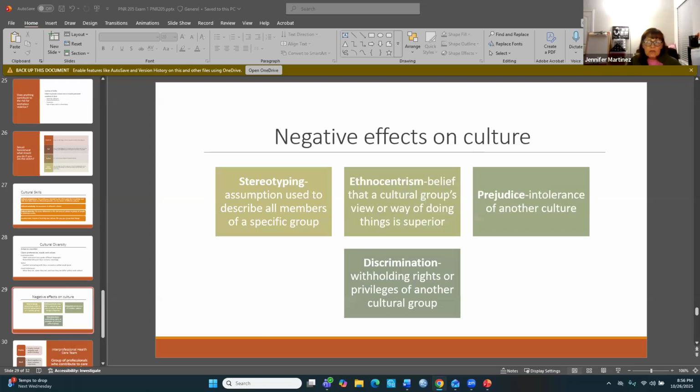Our negative effects on culture, your stereotyping. Stereotyping is the assumption used to describe all members of a specific group. Your ethnocentrism is the belief that a cultural group's view or way of doing things is superior. Your prejudice is intolerance of another cultural group, and then discrimination is withholding rights or privileges of another cultural group.